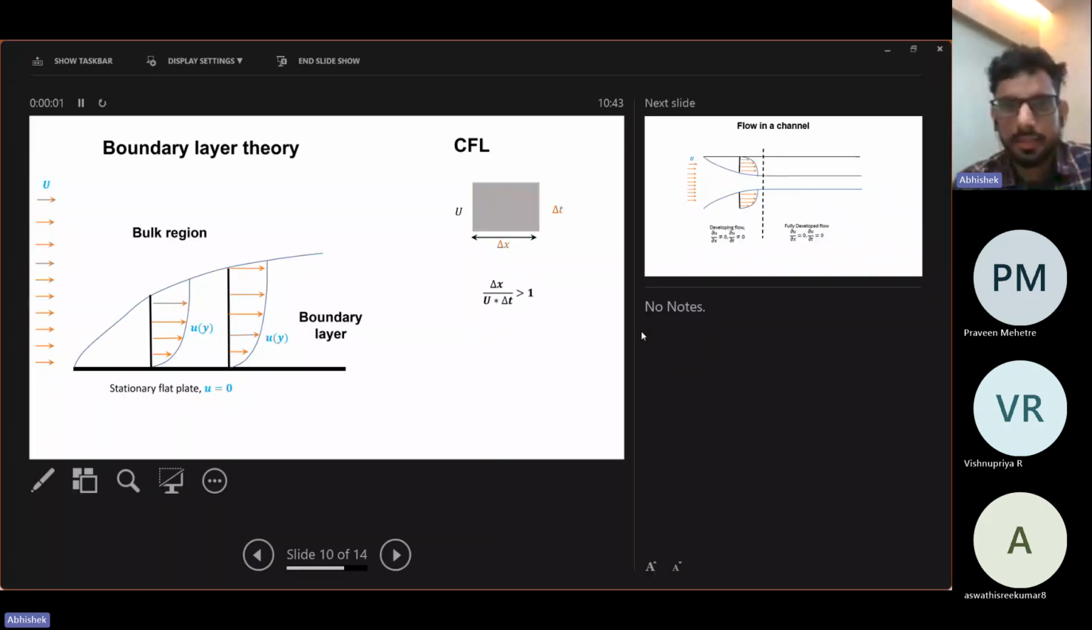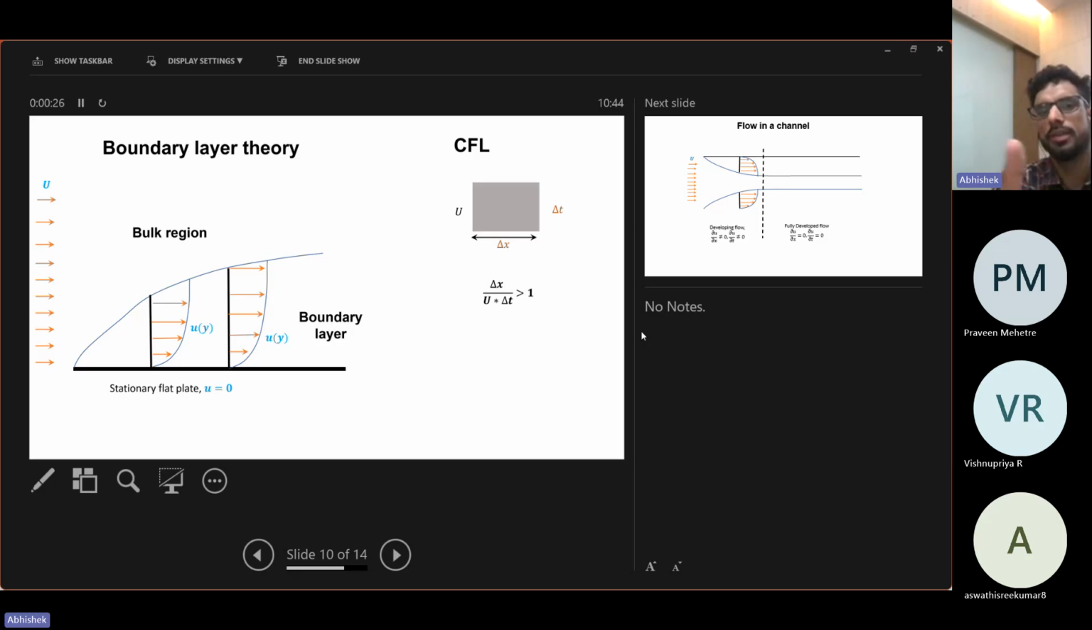So what is basically the significance of the CFL number is this. We have a grid, a 2D domain or grid, which has a length of delta x, and the flow is moving with velocity u. The Courant number is about the distance the fluid travels in a single time step, u delta t.